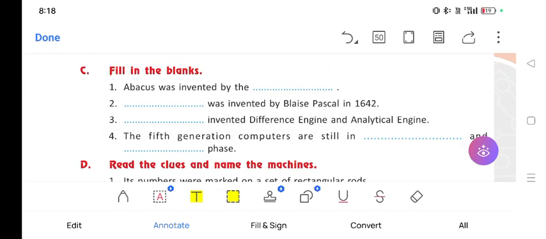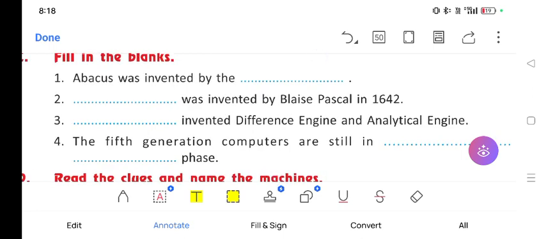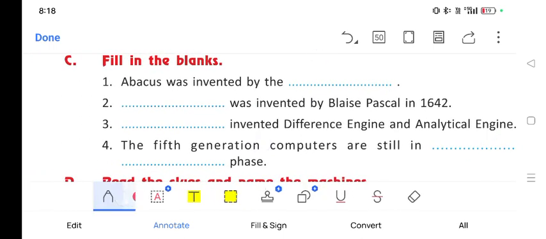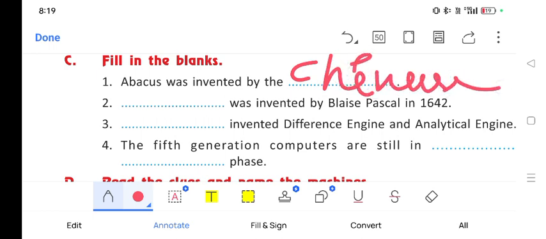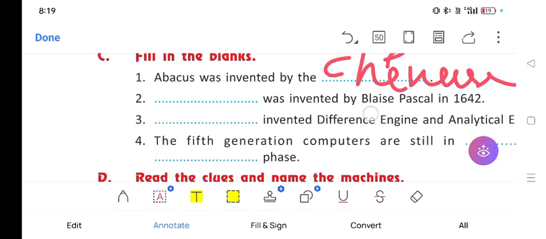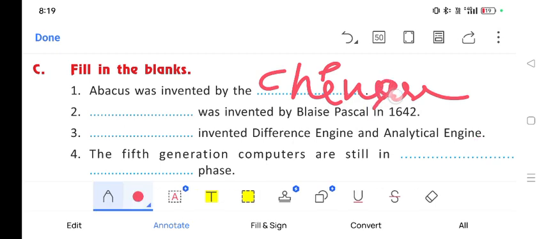Abacus was invented by the, you have to tell who invented the abacus. That was invented by Chinese. Chinese, single E. Next is dash was invented by Blaise Pascal in 1642. This was Pascaline. So Pascaline was invented by Pascal.